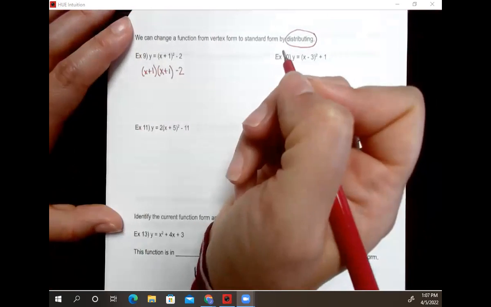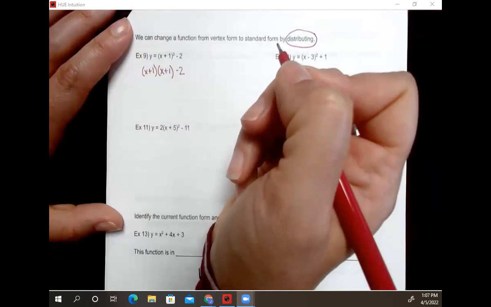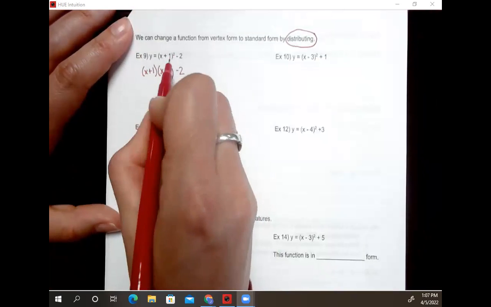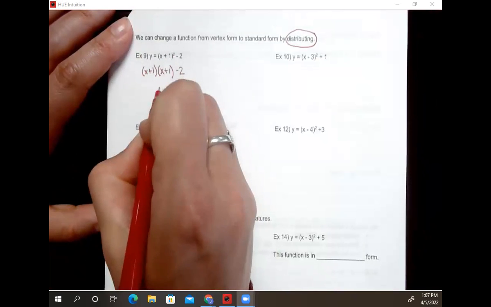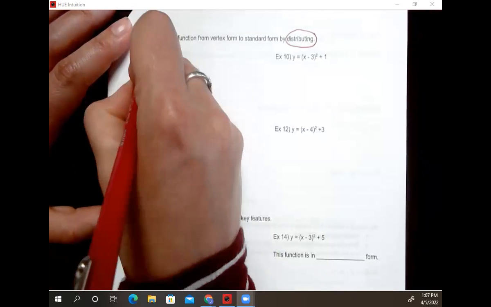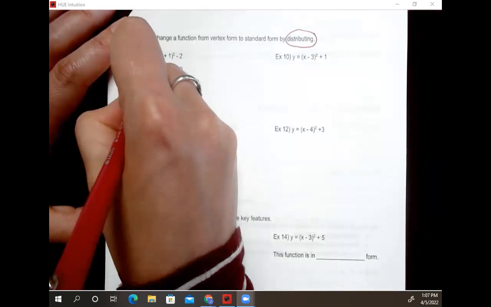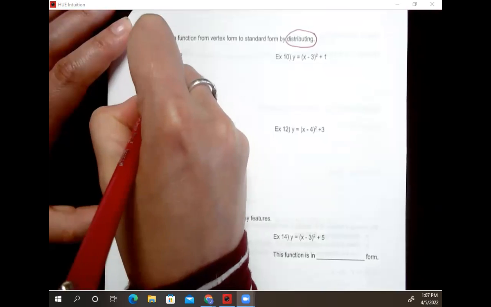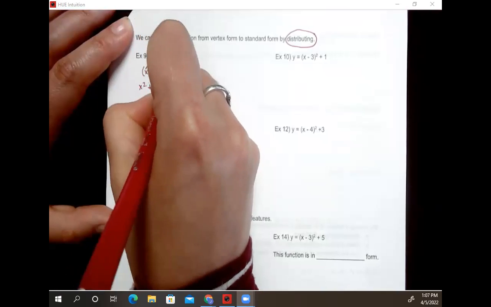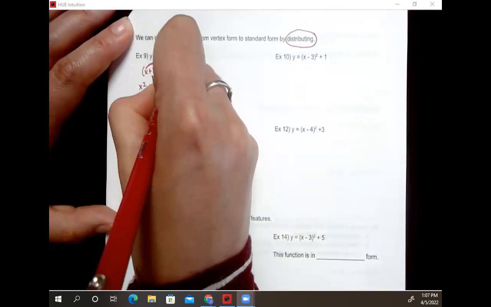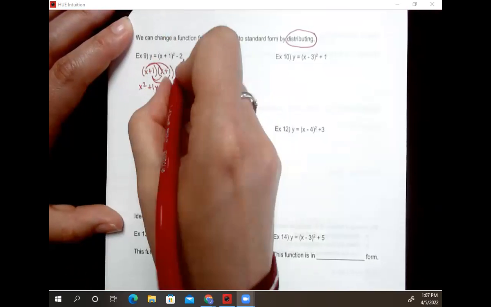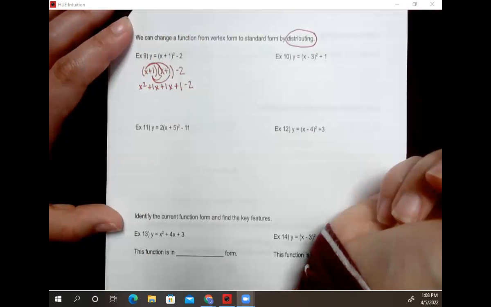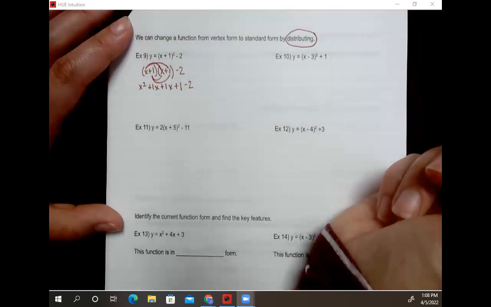So anytime I want to change from vertex form back to standard, I'm going to take the thing in parentheses, that squared thing, I'm going to write it twice, and then we're going to distribute. So x times x gives me x squared plus 1x plus 1x plus 1. And then don't forget the minus 2 that's hanging out at the end here. Once we finish all of our multiplication, combine like terms.